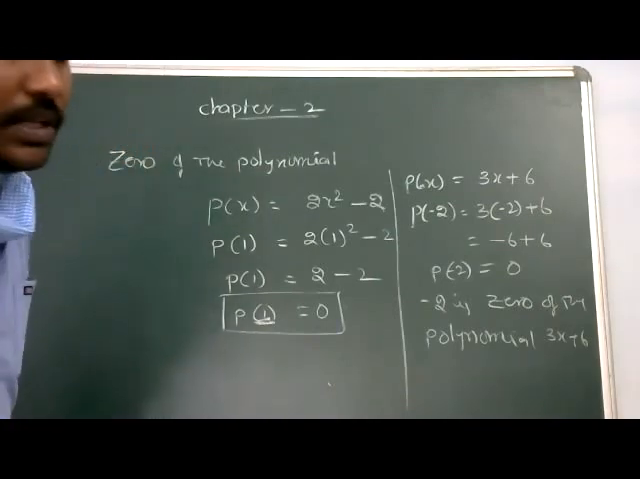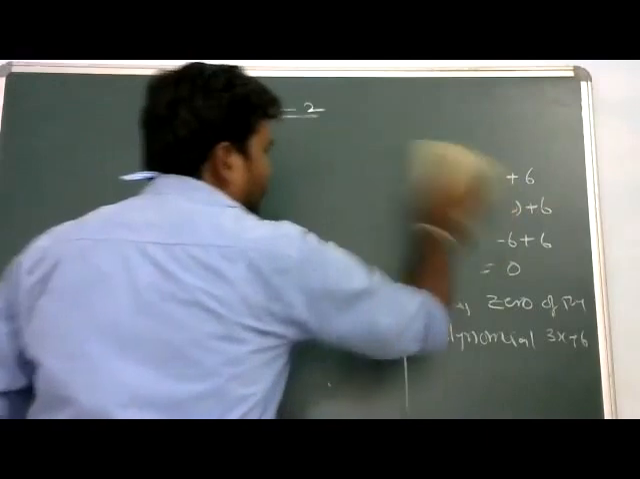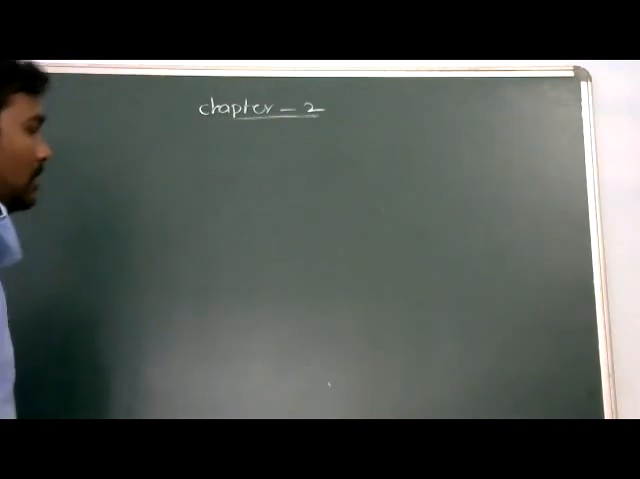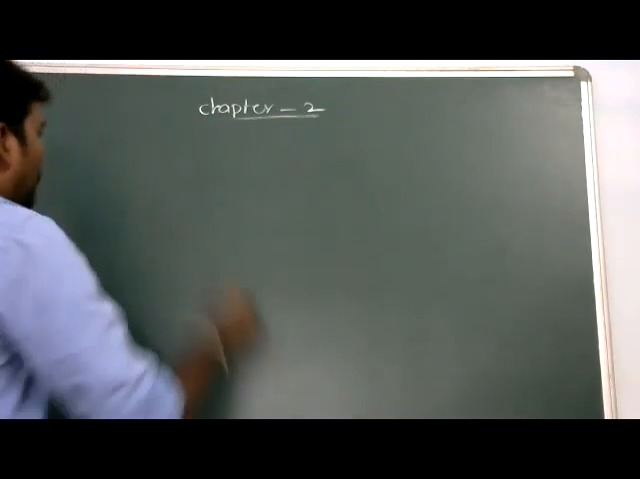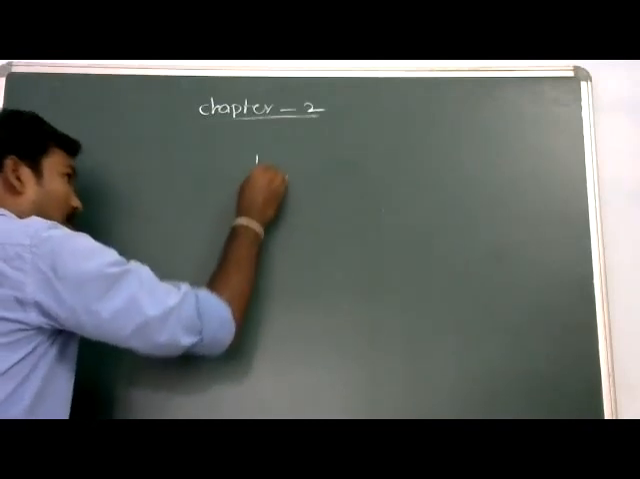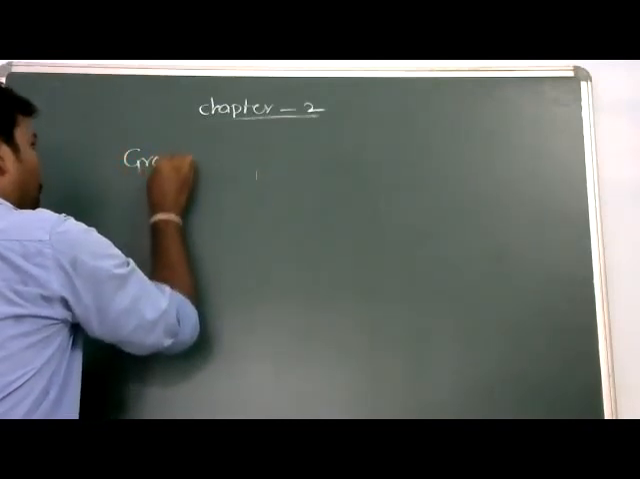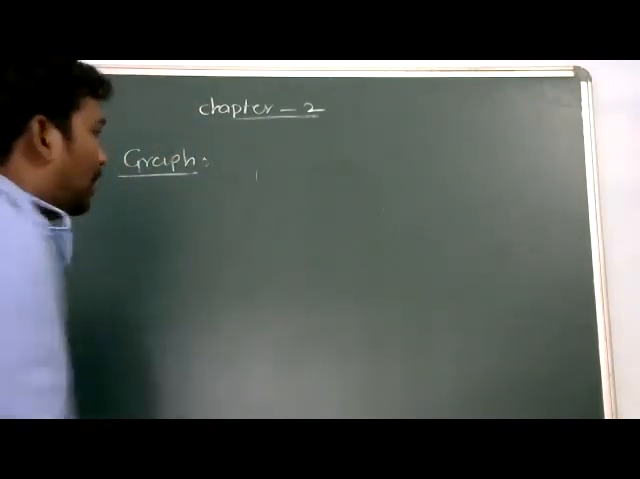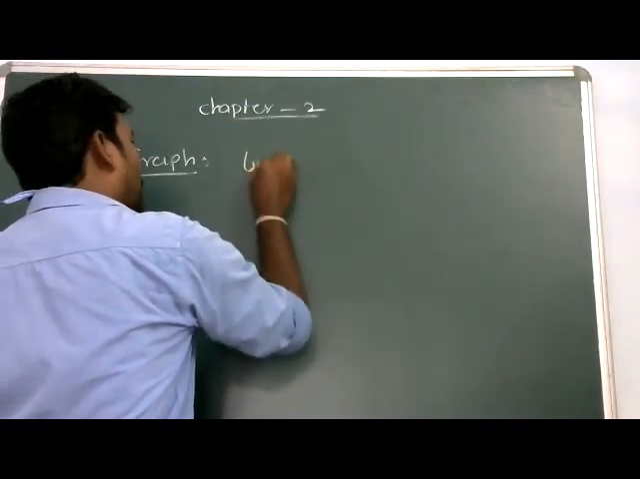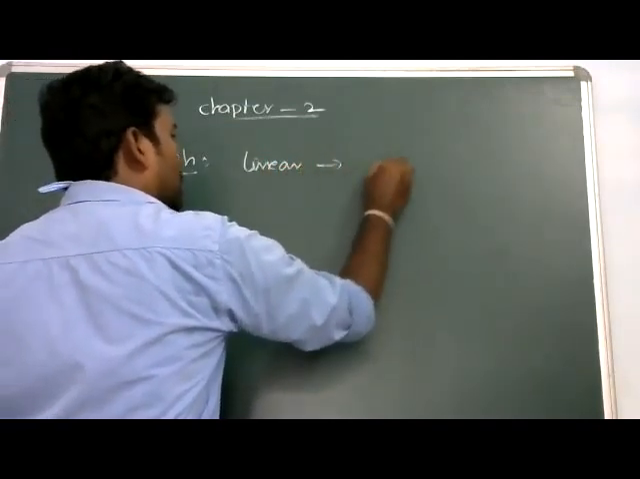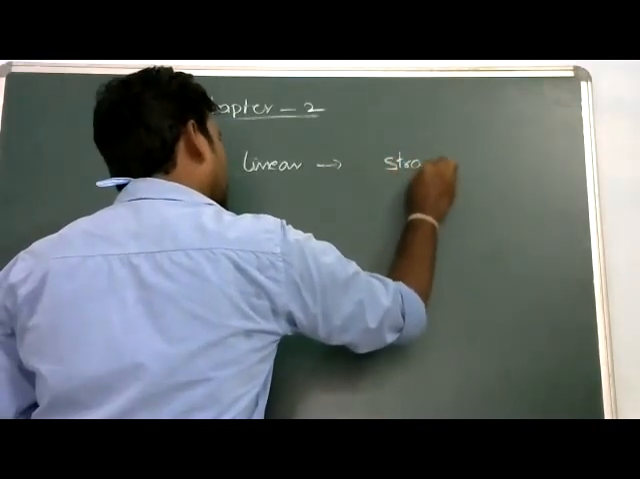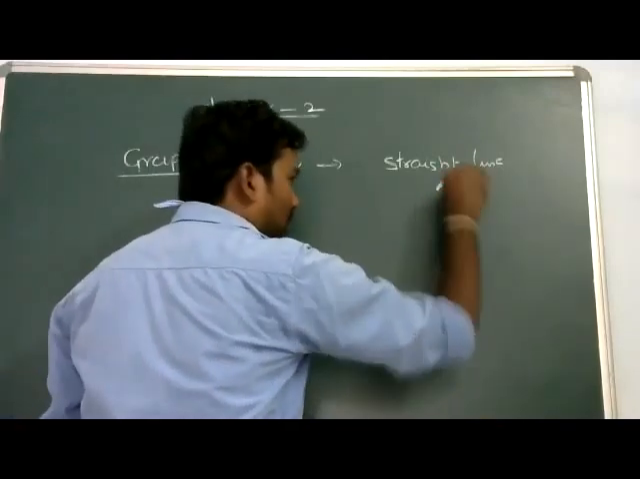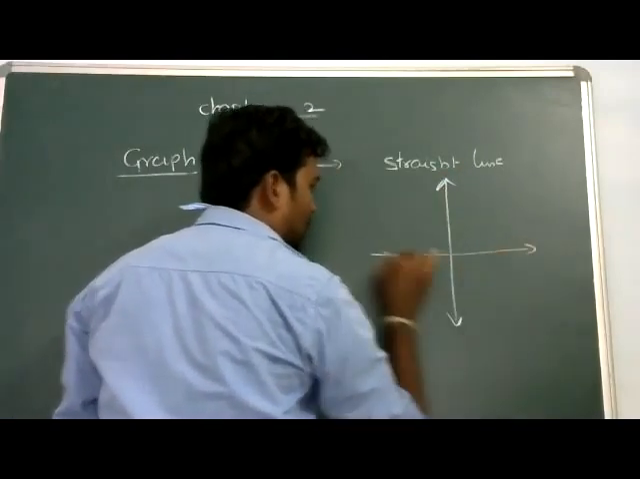Next comes the next topic: the graph of the polynomial. First, the graph of a linear polynomial is a straight line. For example, here you can see this is the x axis and this is the y axis.